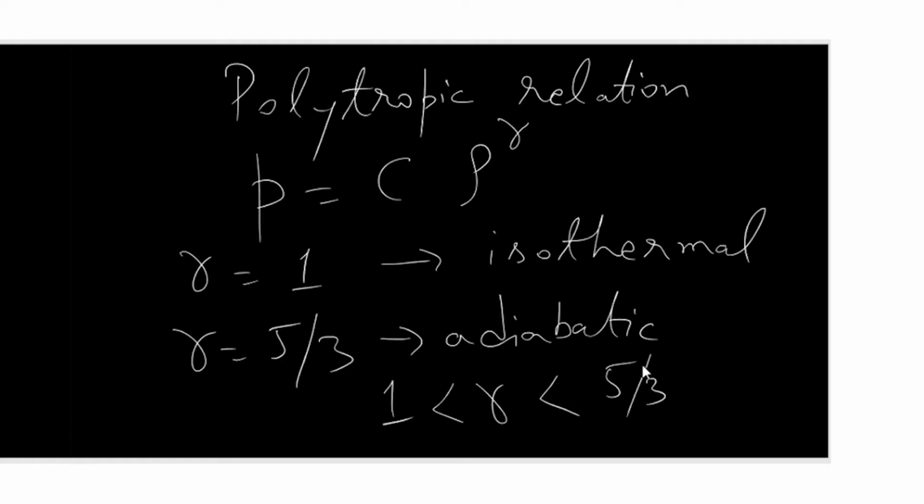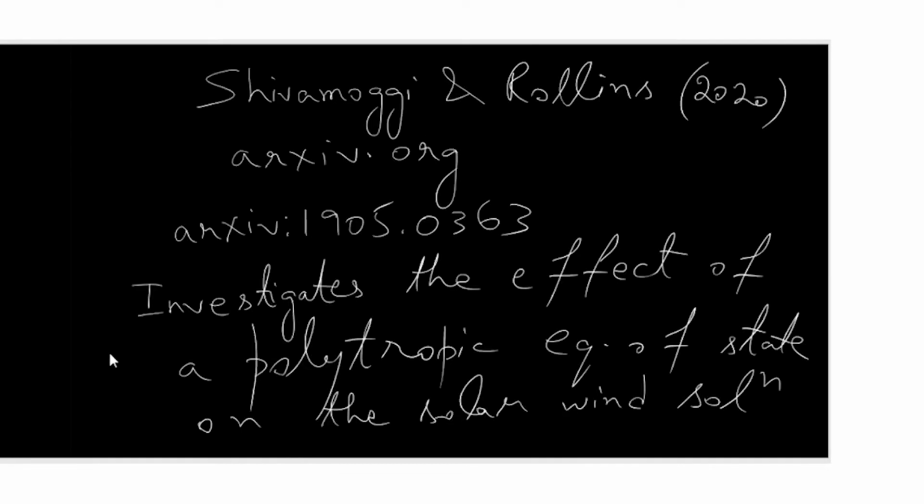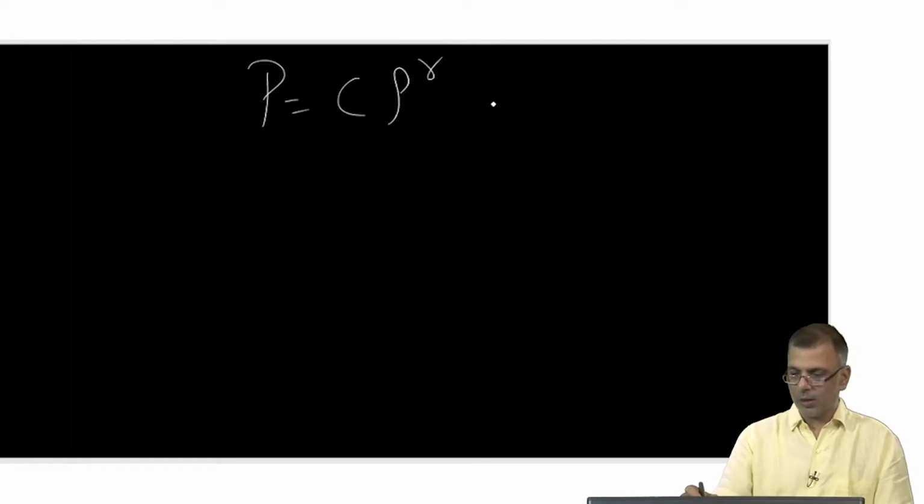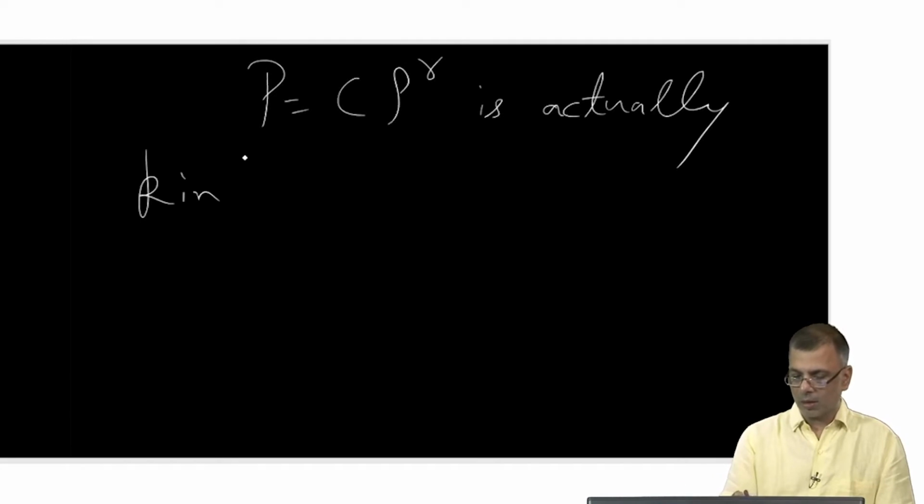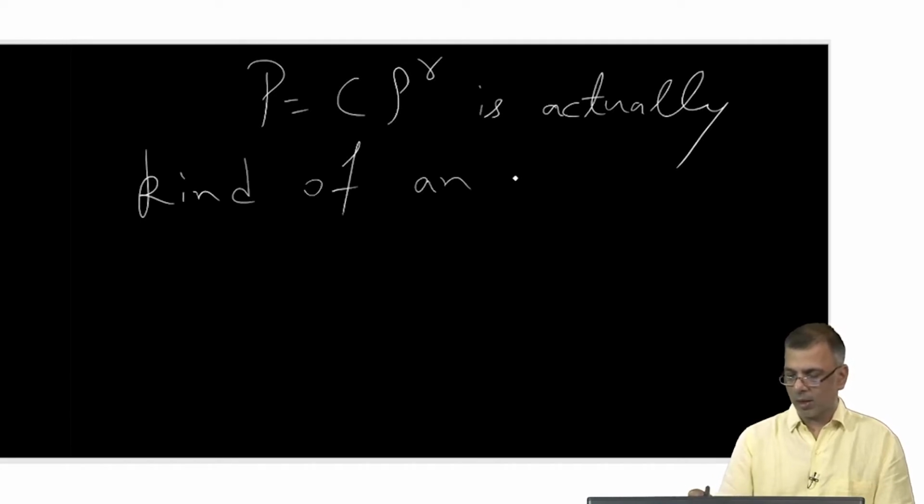Okay. Now, why are we so interested? Why is this problem even interesting? People write papers, people come up with interesting mathematical consequences and so on and so forth, but it's very important to figure out why it's interesting. Why is this even worth paying attention to, right? The reason it's worth paying attention to is because the polytropic equation of state, this one, is actually kind of an energy equation.